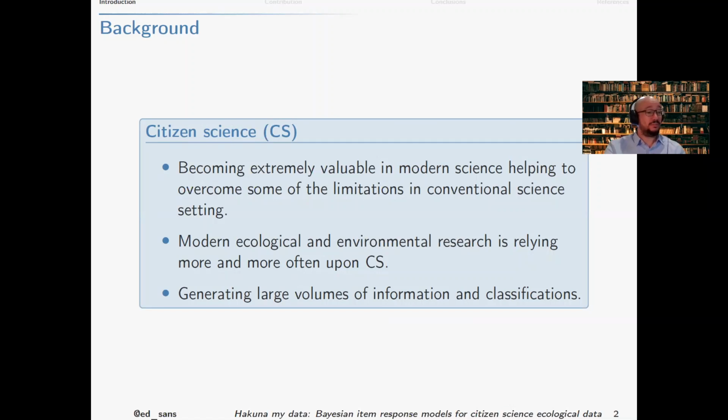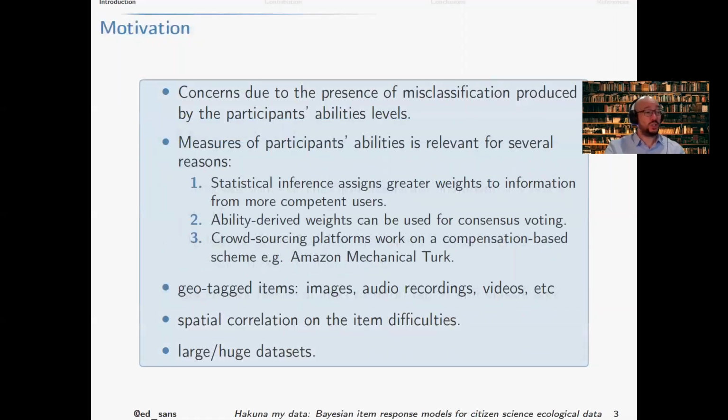You might collect data from many participants, leaving you with a huge dataset. However, there is concern about the quality of this data because of misclassifications. Therefore, measuring participants' abilities is critical when making statistical inferences. In our models, we give more weight to data from more competent participants, for example, when performing consensus voting.